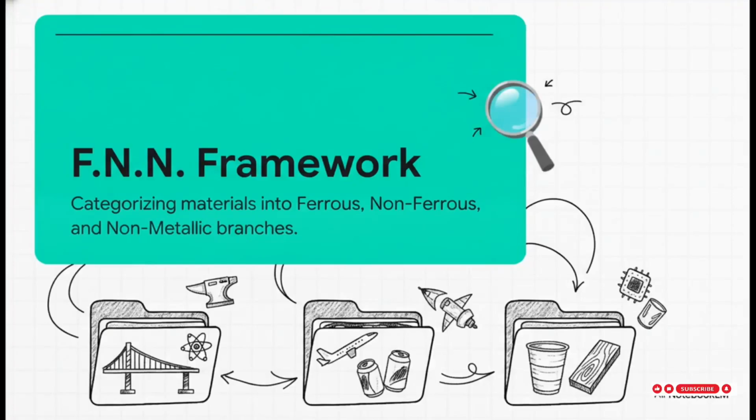Okay, so the absolutely crucial takeaway here is that whenever you look at a material, whether that's a massive bridge girder or just a plastic cup on your desk, you should immediately drop it into one of 3 FNN folders: ferrous, non-ferrous, or non-metallic. This right here is the absolute bedrock of engineering metallurgy, because instead of trying to memorize thousands of individual unique materials, you literally just categorize them into these 3 broad, incredibly useful families.